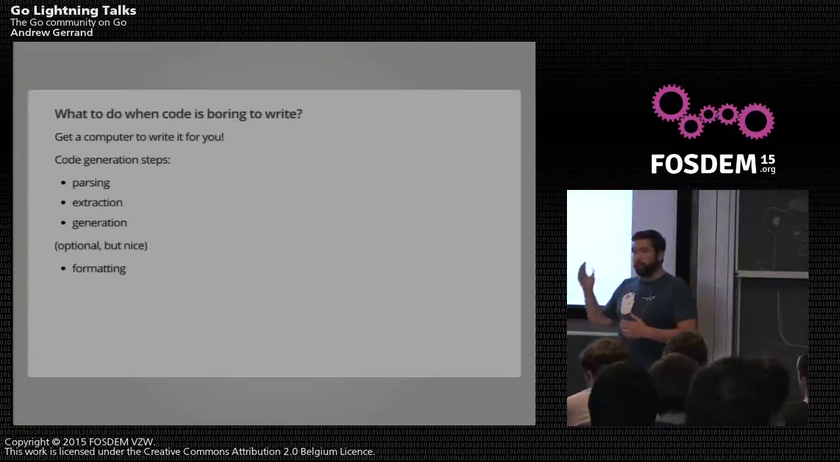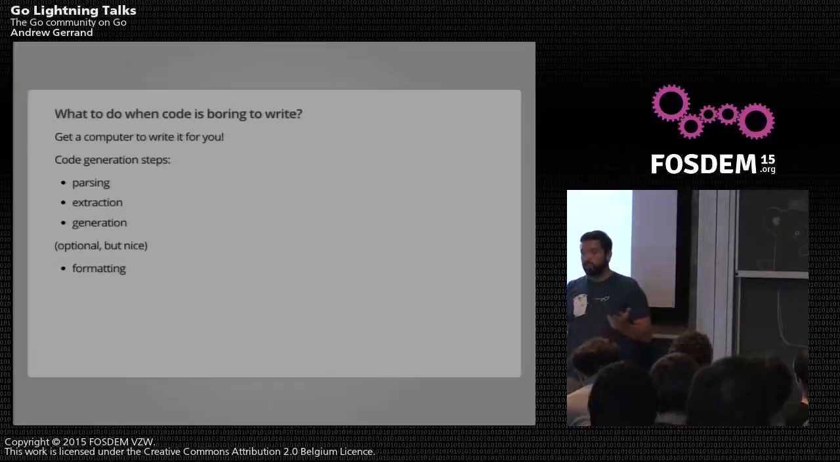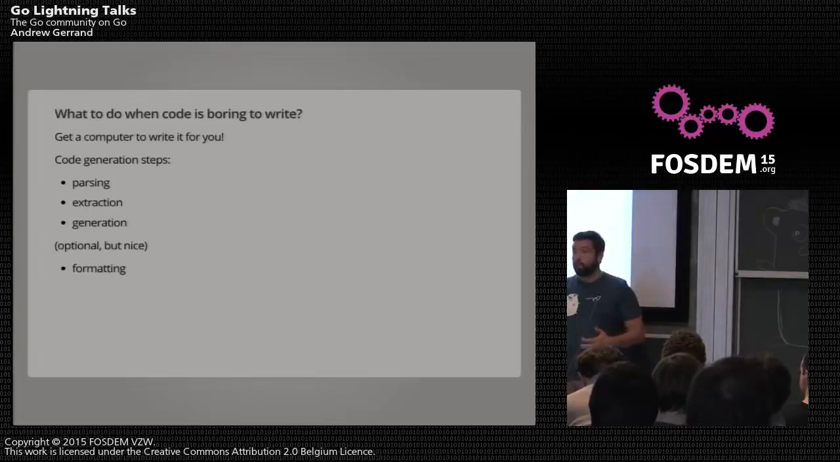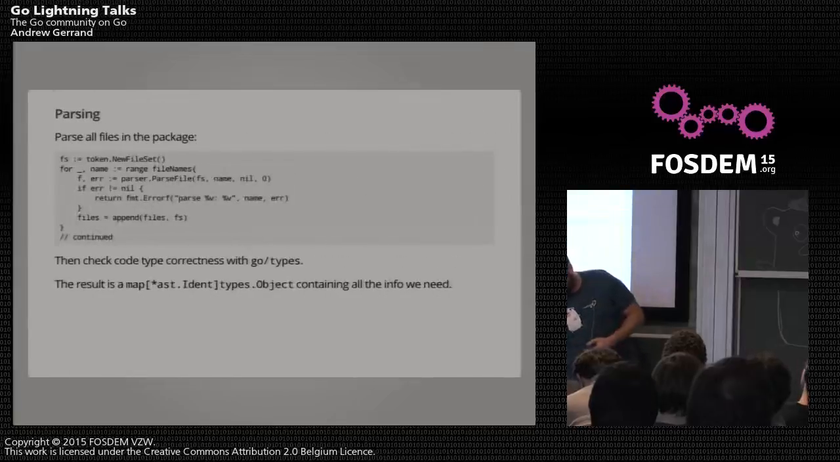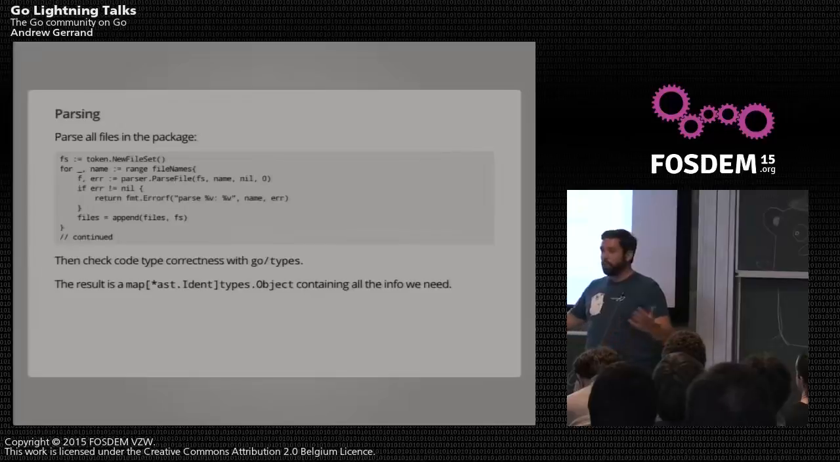And what I did was I parse the code. I do the extraction. So I extract what are the values that I want to generate and so on. Then I actually generate the code. And at the end, I format it, which turns out to be super easy because gofmt is a library. So the parsing, I'm not going to get into details, but basically you get a bunch of files, and you extract information from it, and you end up parsing things.